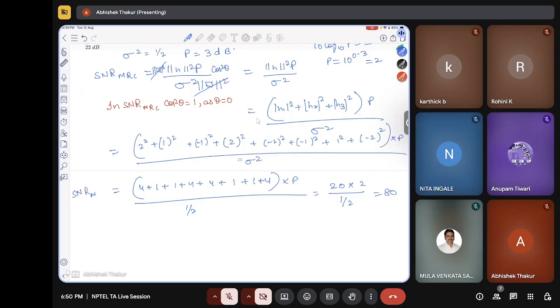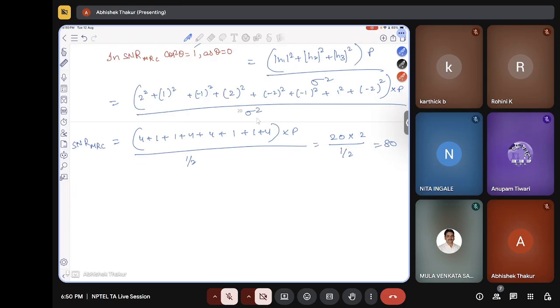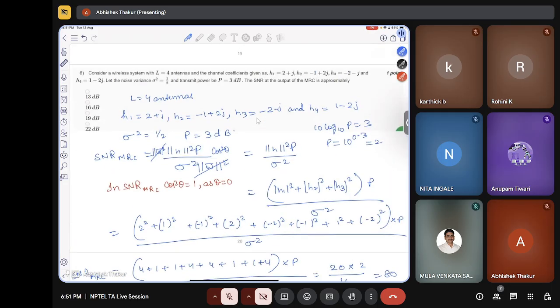So SNR using maximal ratio combiner is 80. So SNR MRC in dB is equal to 10 log 10 to the base 80. So this is equal to 10, and log 80 to the base 10 is 1.9. So this is equal to 19 dB. So is there any answer, 19 dB? Yes, option C is the correct answer for this question. We'll move on to the next question.